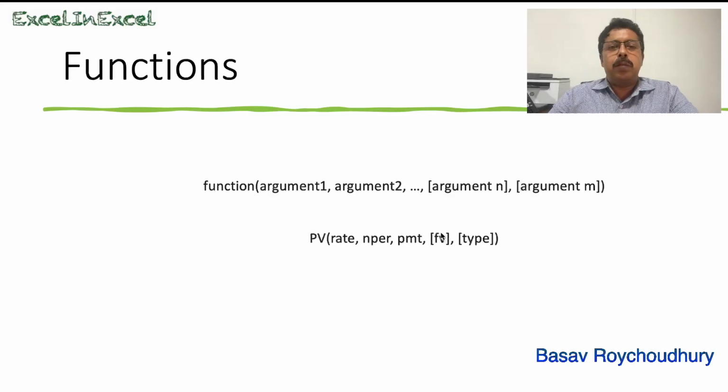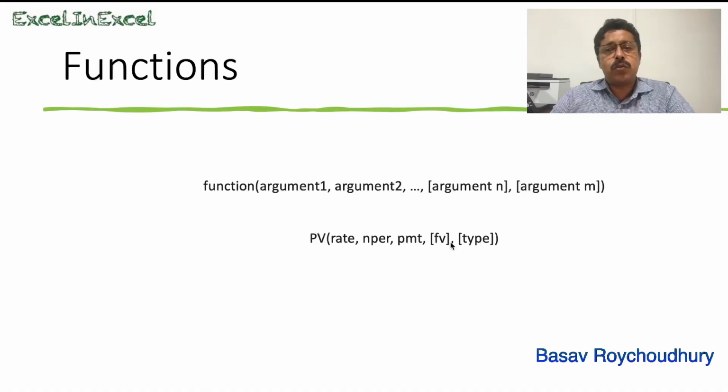If we look at a typical function, there's a function called PV, and we'll come to it soon. We'll actually do it in Excel and see how it looks. But what does it take? It takes an argument called rate, the rate of interest. It takes an argument called NPER. We'll see what that means. It takes an argument called PMT. It may take an argument called FV, and it may take an argument called type.